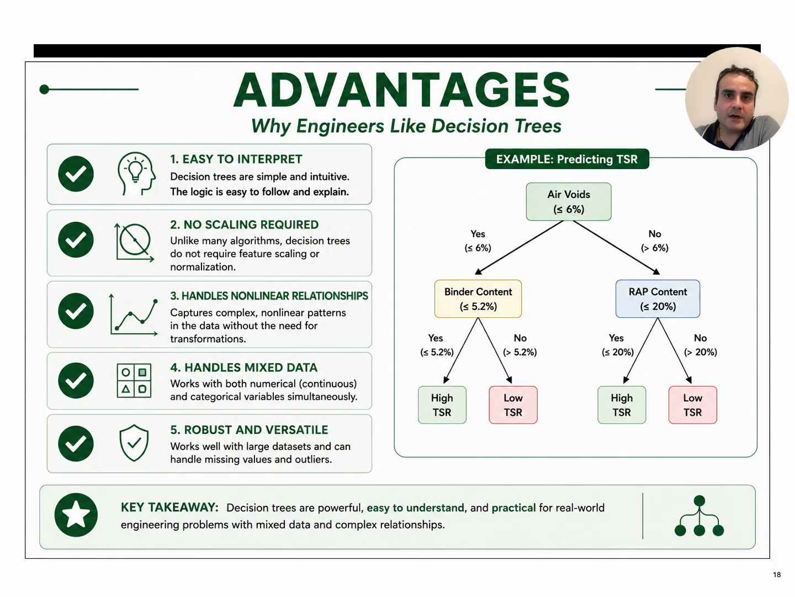Here is a summary of the strengths of decision trees. First, they are easy to understand and visualize. Second, they naturally handle both numerical and categorical variables. Third, they capture nonlinear relationships without requiring complicated mathematical transformations. The example tree shown on the right demonstrates how simple decision rules can generate useful engineering predictions. These characteristics make decision trees one of the most user-friendly machine learning models.